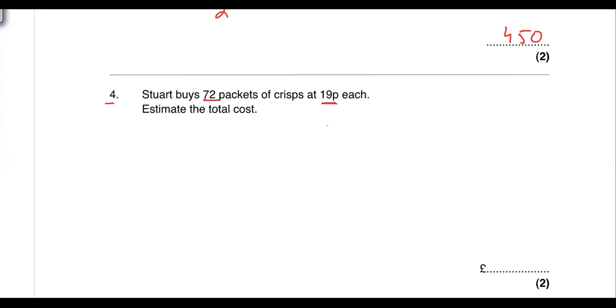Now you know pence is the unit for the pound, because here the unit pound is used. So first of all, there are 72 packets at 19 pence each. So estimate the total cost. Now, right now I have to estimate the total cost.